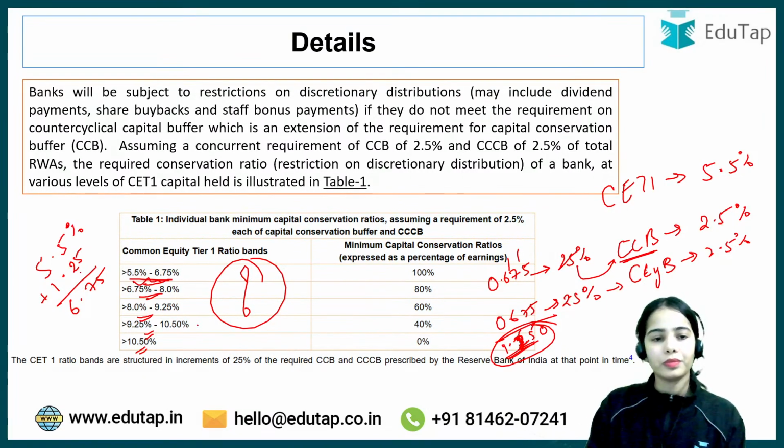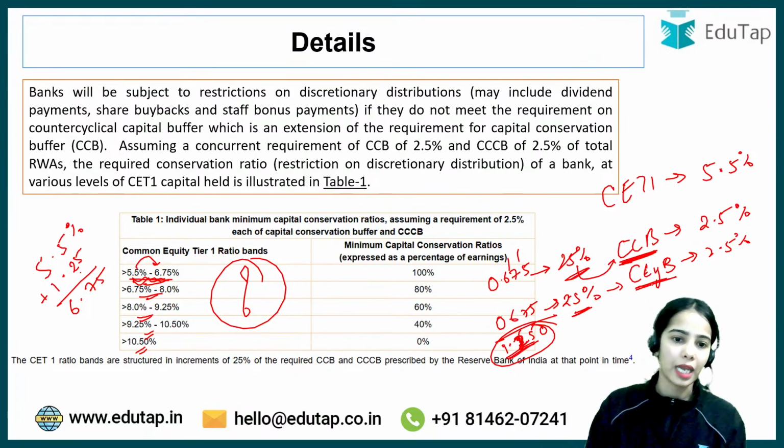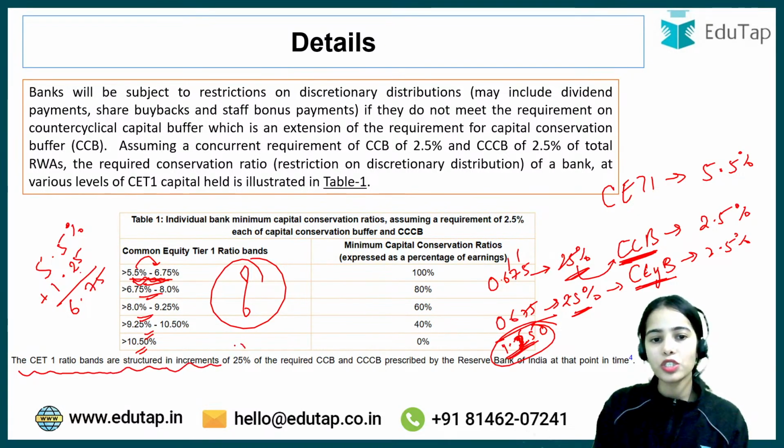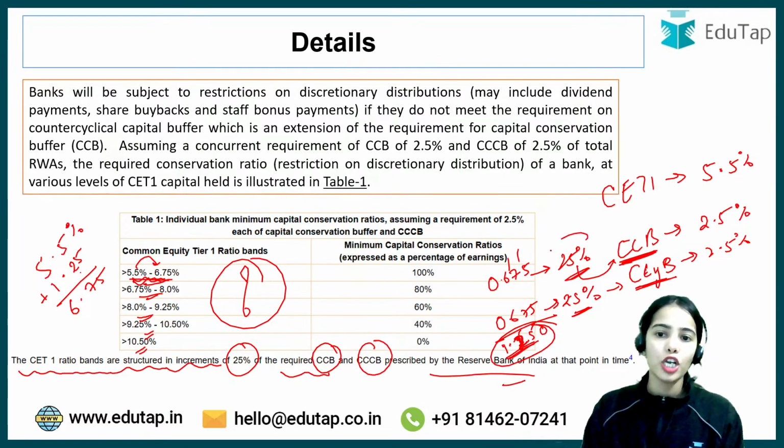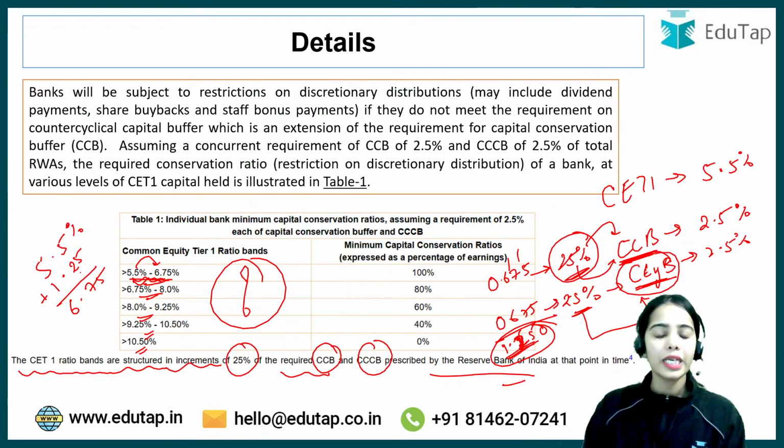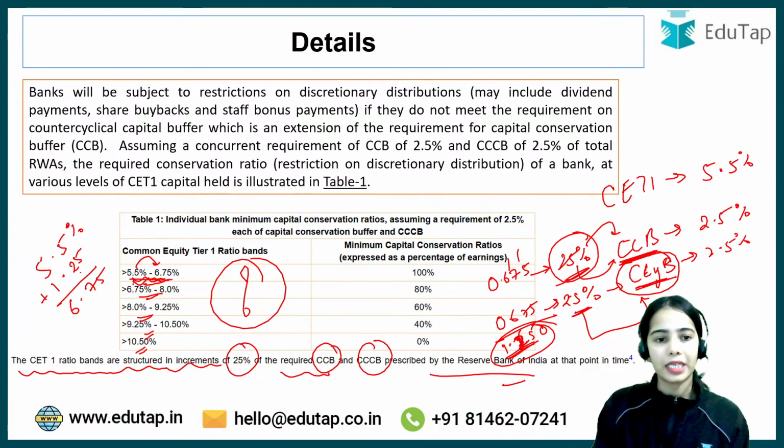Okay, and that is 5.5% plus 25% of capital conservation buffer, 25% of countercyclical capital buffer. So the CET1 ratio bands are structured in increments of 25% of the required CCB and CCyB prescribed by the Reserve Bank of India. So 25% is taken of the capital conservation buffer, 25% is taken of the countercyclical capital buffer, and the range is decided on that basis. Okay, so this is the idea.